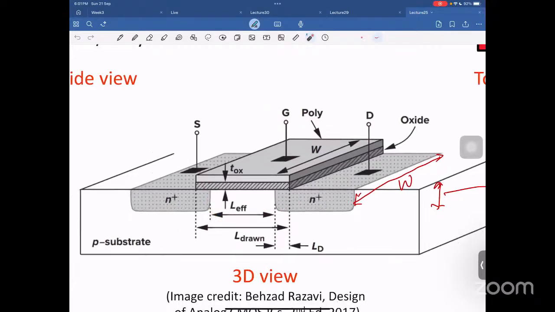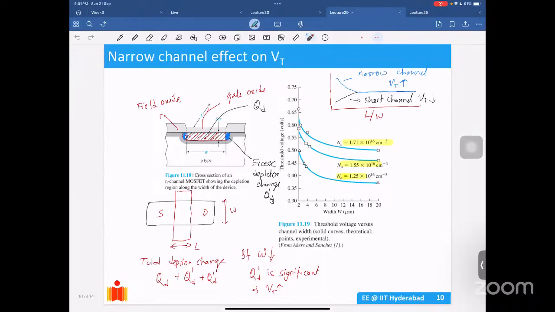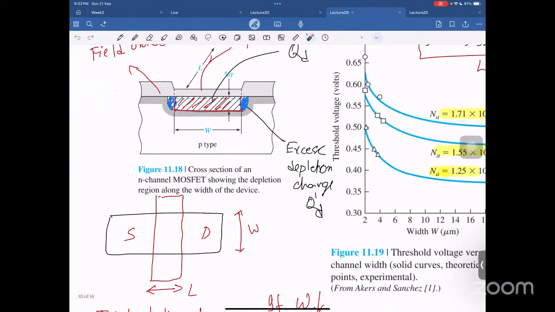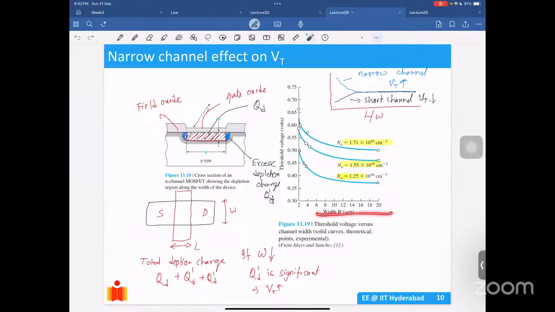Now, what happens is if you go to narrow channels, that part will be significant. So this additional depletion that you are causing, along the width, under the isolation regions also, you have some additional depletion that you have to cause outside that. When your width is very large, it doesn't matter. But when you go to a smaller width, this additional depletion that is not directly contributing to your current conduction will be larger. Because of which, as you reduce the width, the VT increases. So short channel effects and narrow channel effects, there are two of these things that come up.